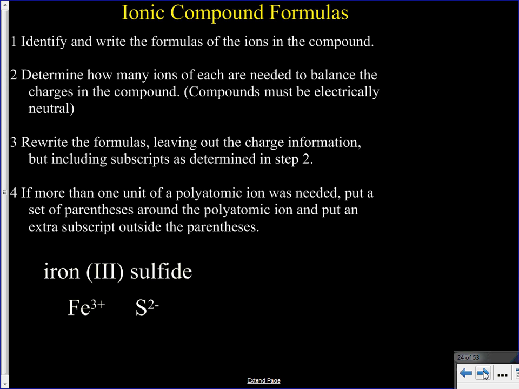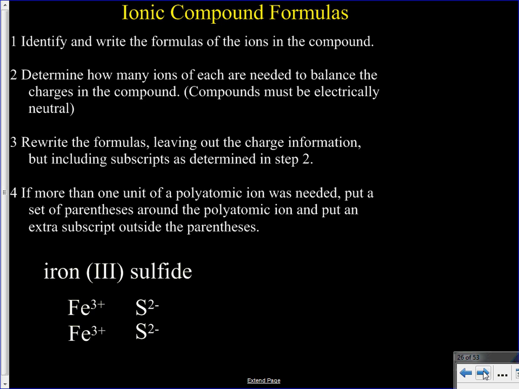Since we've got too many positives, we need another negative ion to bring in. So we bring in a second sulfide ion. But now we've got 4 negative charges represented here, but only 3 positive. We've got too many negatives now. So the only thing we can do is bring in another iron ion to try to balance things out. But now that we've got 2 iron(III) ions, they each bring a 3 positive charge. We've got 2 things that give us 3 positive. We've got 6 positive charges now, but only 4 negatives.